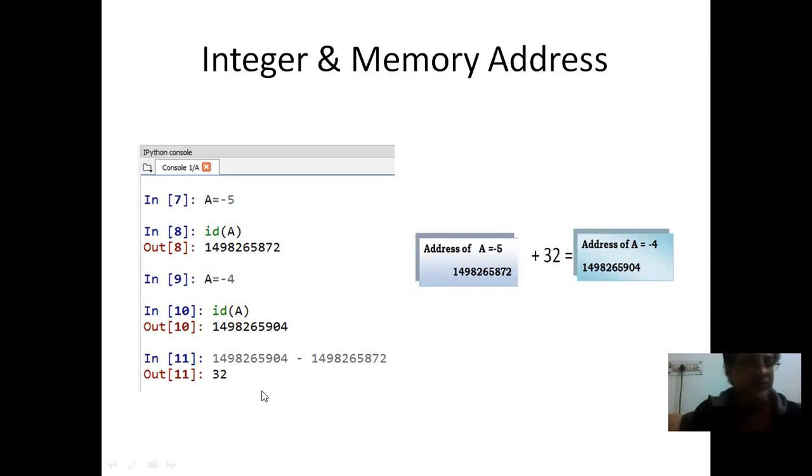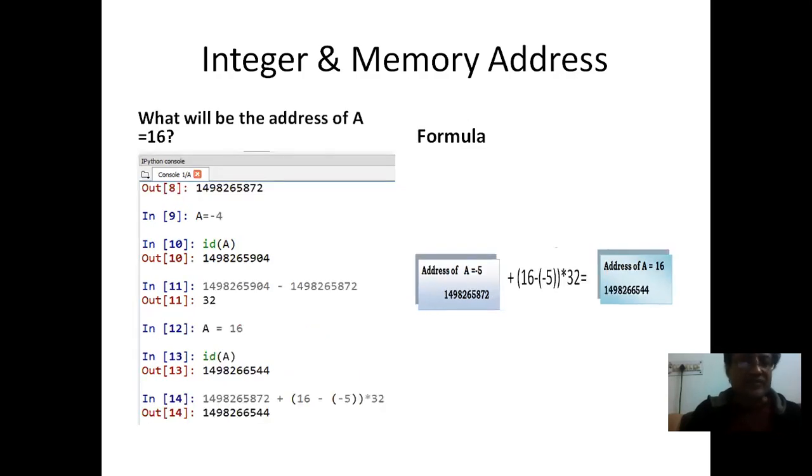A simple mathematics I am doing. So address of a equal to minus 4 is equal to address of a equal to minus 5 plus 32. A simple mathematics I am doing. Let us take another example. a equal to minus 4 is ID, a equal to 16, corresponding ID. Now if you subtract, you are getting these values.